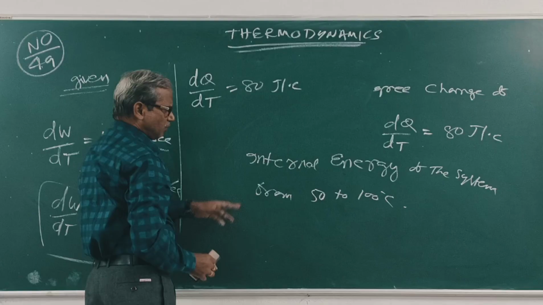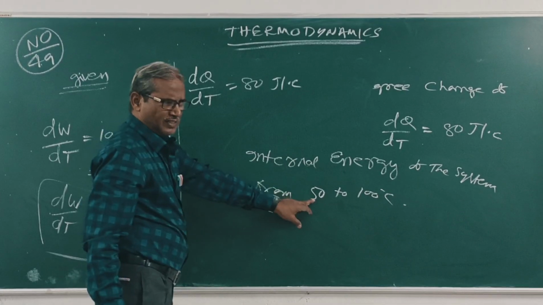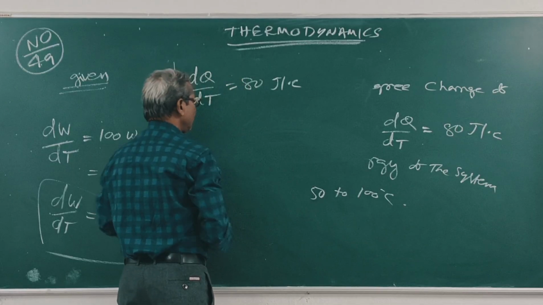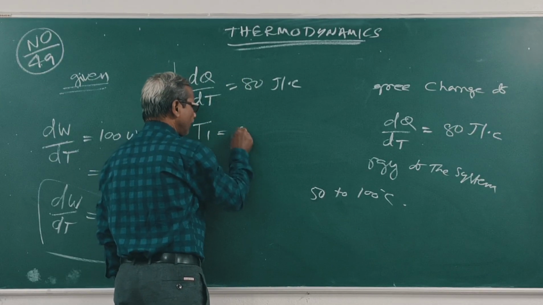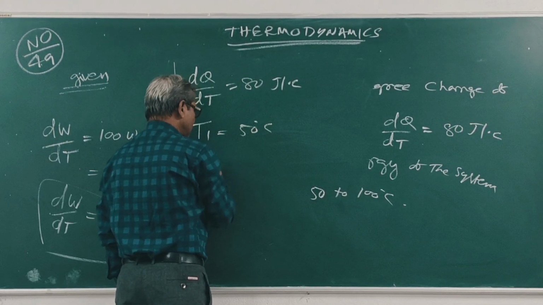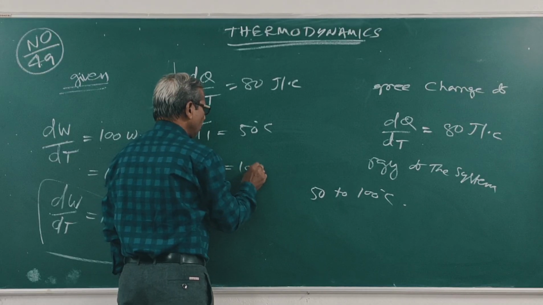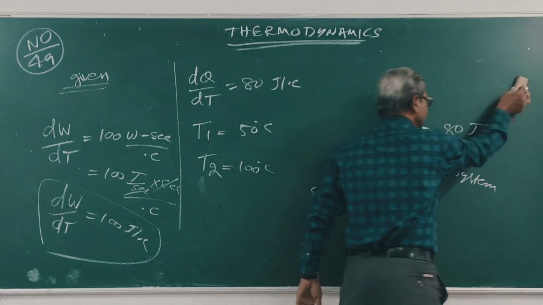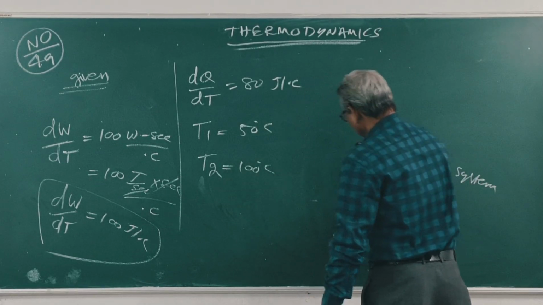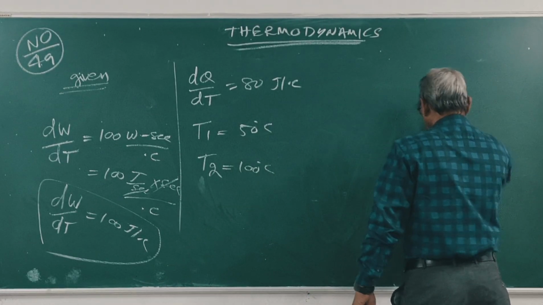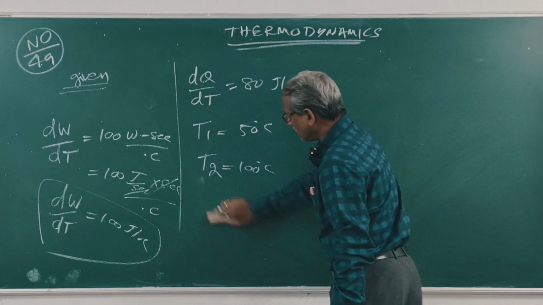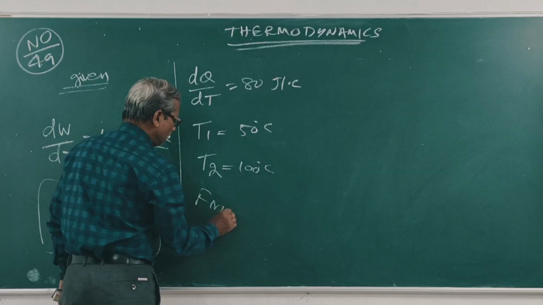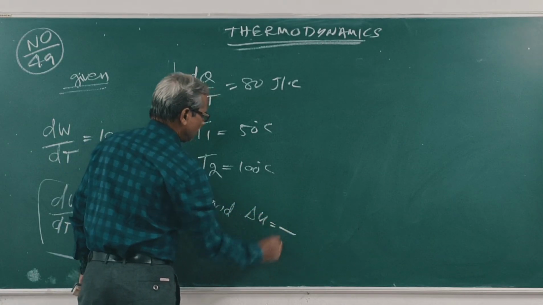And the temperature changes from 50 to 100 degree centigrade. T1 is equal to 50 centigrade. T2 is equal to 100 centigrade. Right? Find the change in internal energy, delta U. The question is to find delta U.